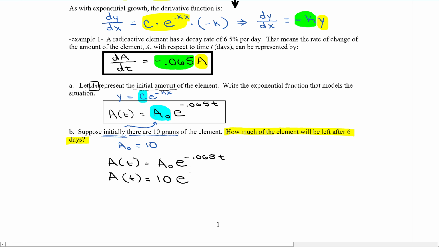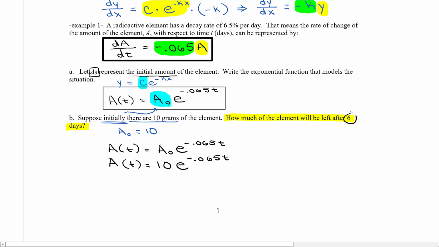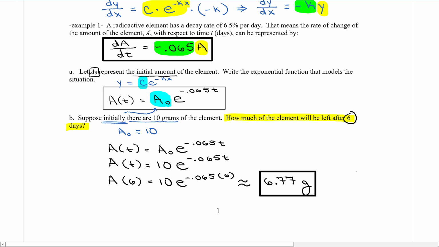So A of t equals 10 times e raised to the negative 0.065 times t power. The problem asks how much of the element will be left after 6 days, so I'm going to substitute t with 6. A of 6 equals 10 times e raised to the negative 0.065 times 6 power. This is approximately equal to 6.77 grams. And I'm going to box that answer in.